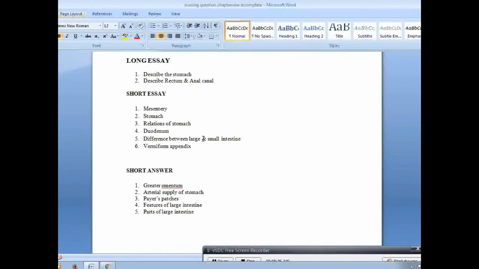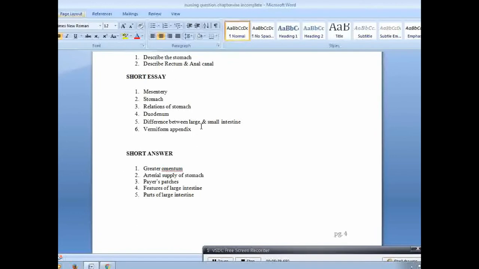Difference between large intestine and small intestine. It is better to write it in tabulated form, a table where you can mention the length of the large intestine, small intestine, and different features that can be read. Okay, vermiform appendix. Define what is the appendix.